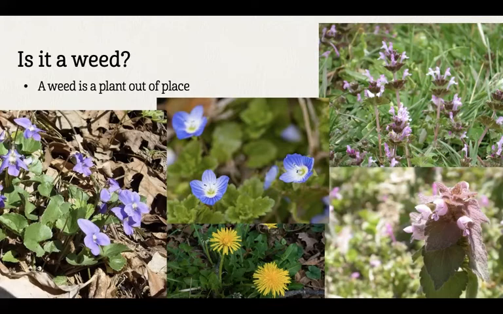On our screen here, we have common violets on the left, which I leave when they pop up. They're free ground cover, they're good bee food, and they're easy to thin out when needed. The others shown here are generally considered weeds, and most people will remove them. So going clockwise from the little blue flowers, we have chickweed, henbit, dead nettle, and of course, dandelions. So a weed is just a plant out of place, something that you don't want where it's growing.